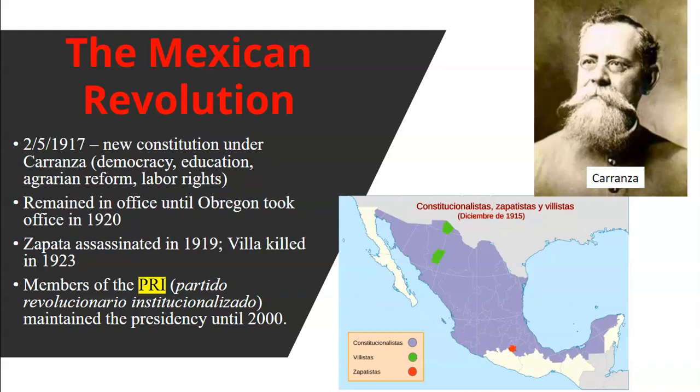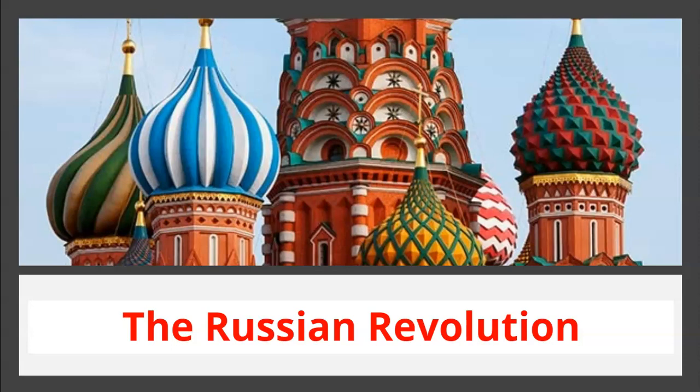And as you can see, Zapata was assassinated in 1919. I talked to you about that. And Villa was killed in 1923. Members of the PRI, that political party, though, actually maintained the presidency until the year 2000. Not too shabby.